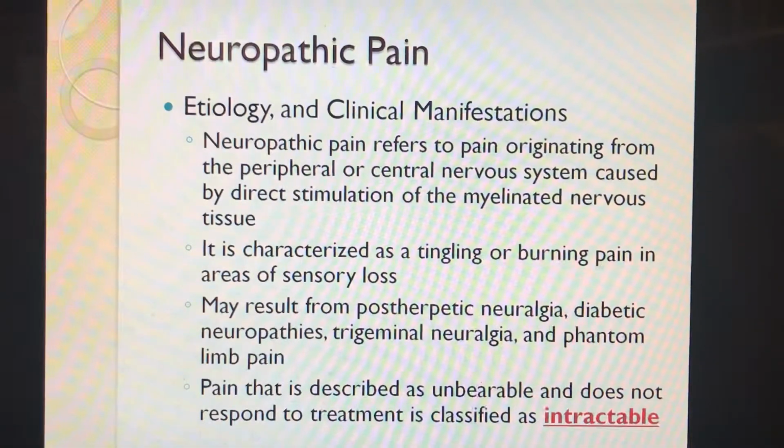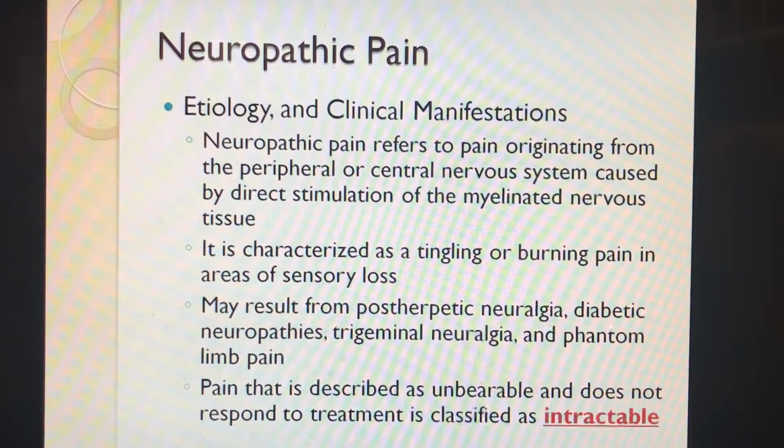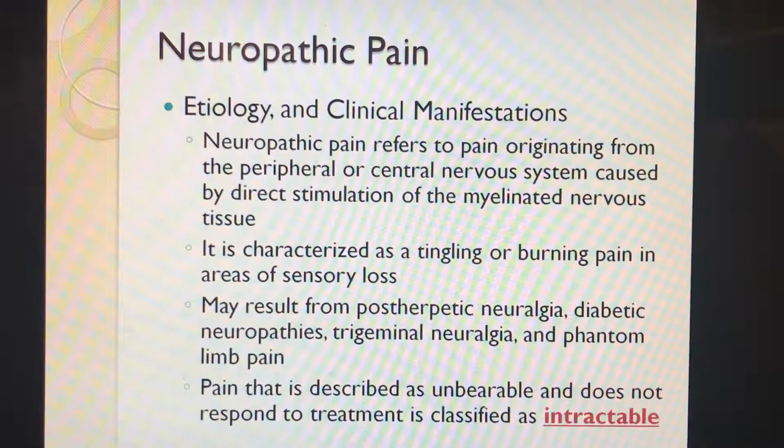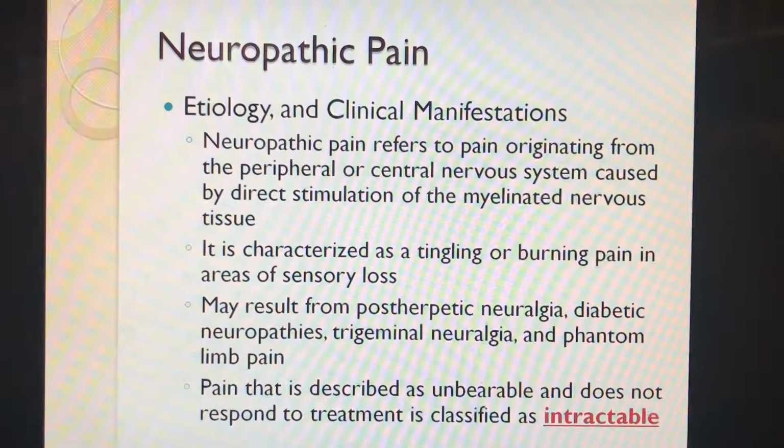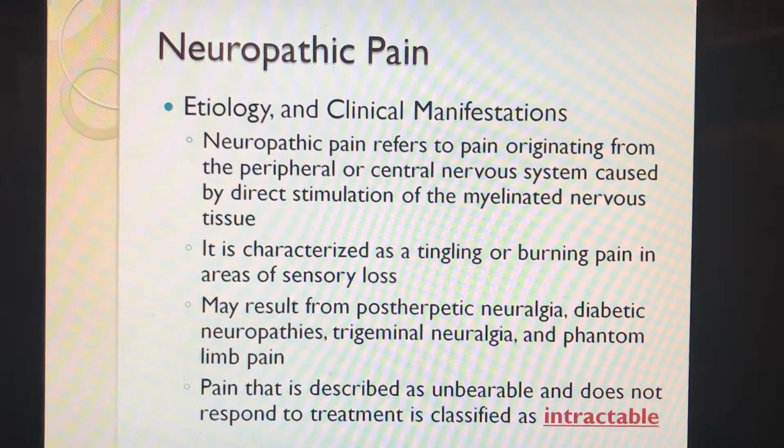Next, you have neuropathic pain. This refers to pain originating from the peripheral or central nervous system caused by direct stimulation of the myelinated nervous tissue. It is characterized as a tingling or burning pain in the area of sensory loss. It may result from post-therapeutic neuralgia, diabetic neuropathies, trigeminal neuralgia, and phantom limb pain. And pain that is described as unbearable and does not respond to treatment is classified as intractable.